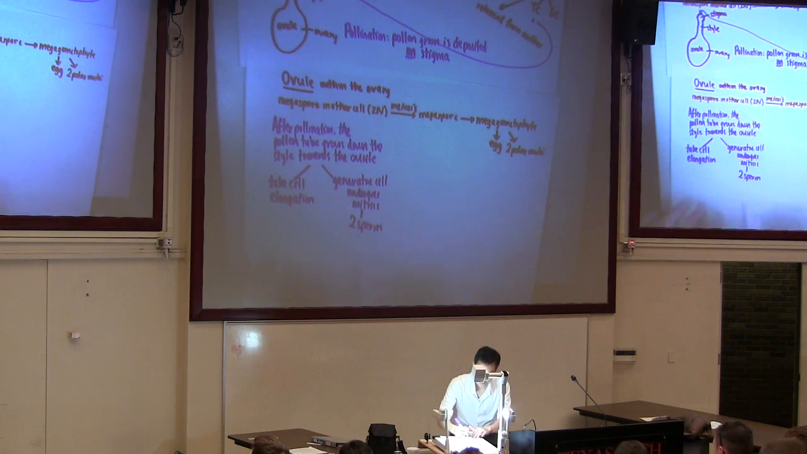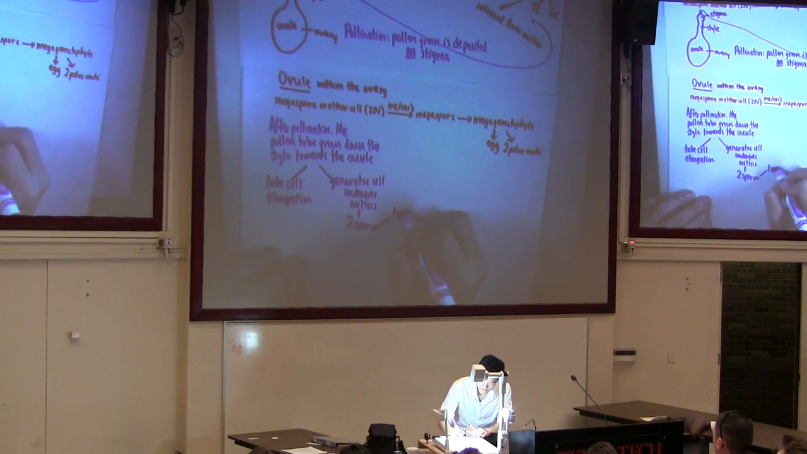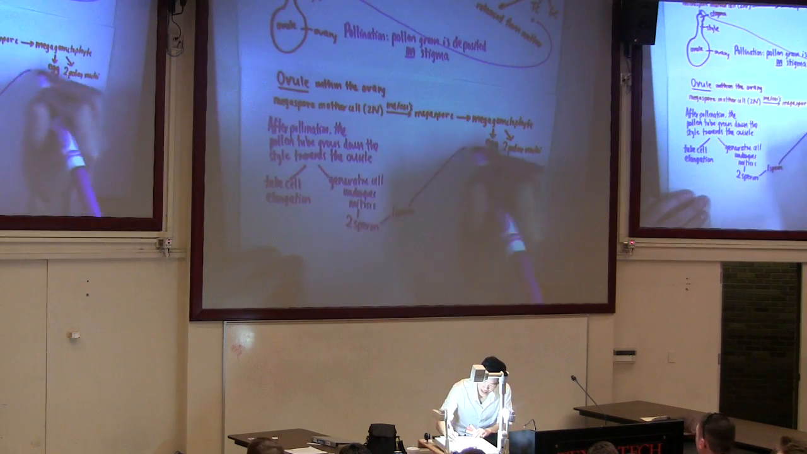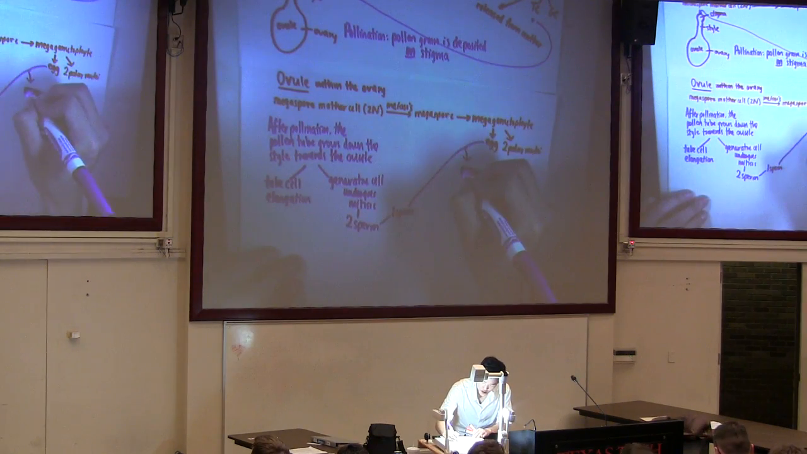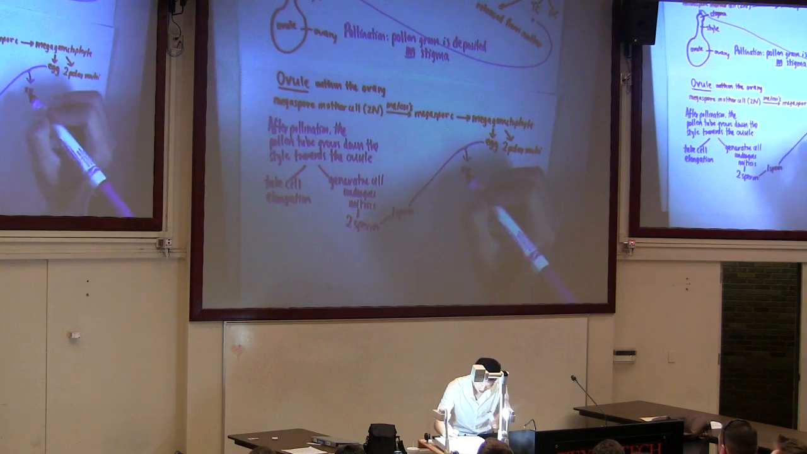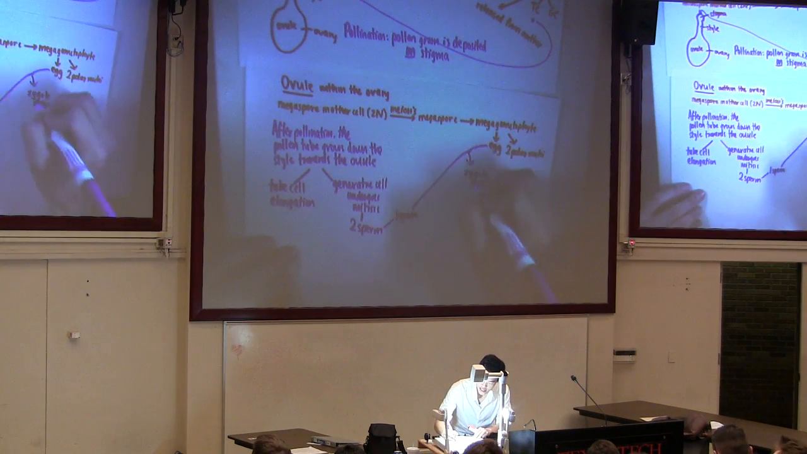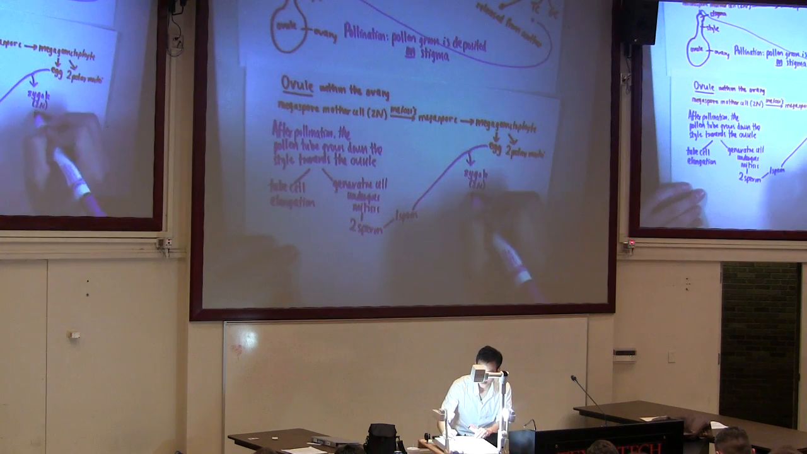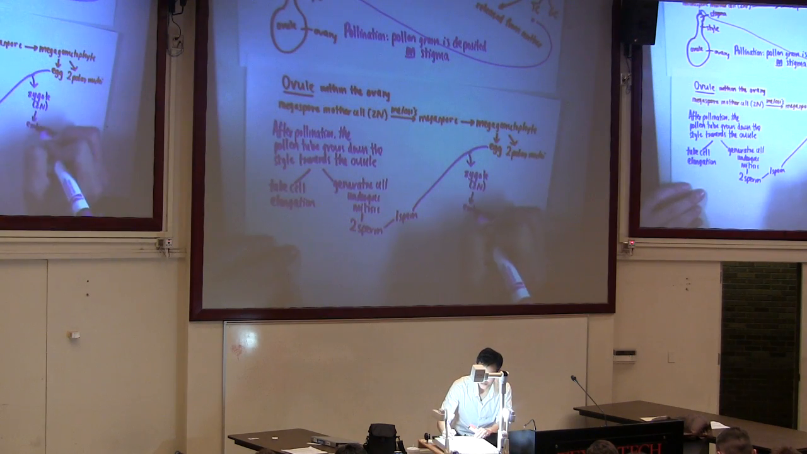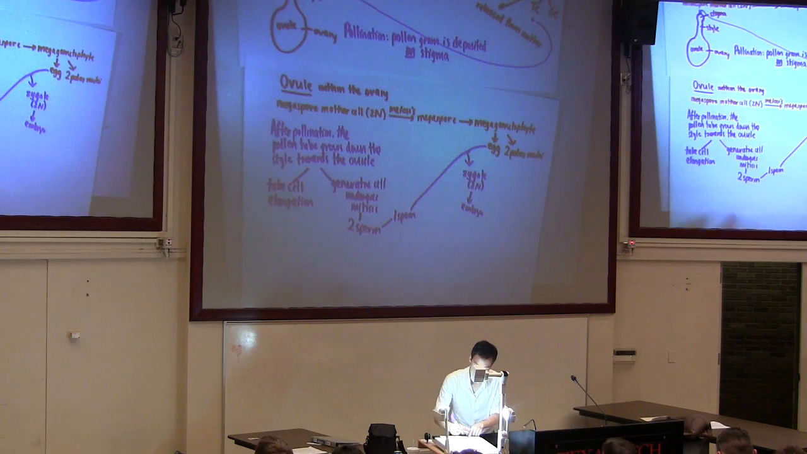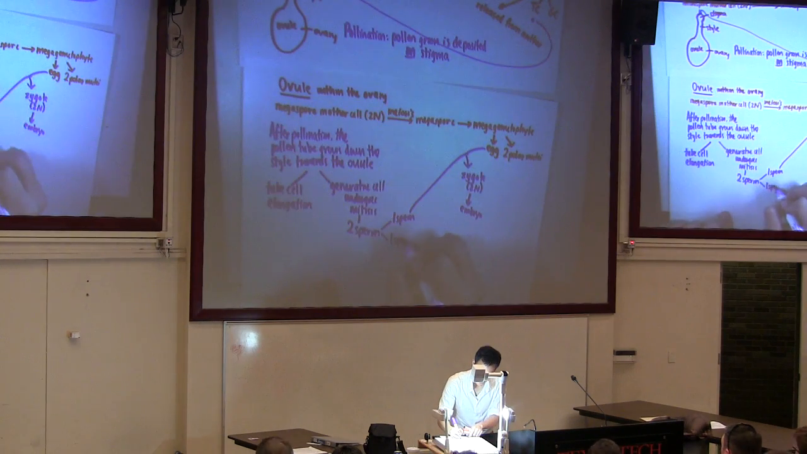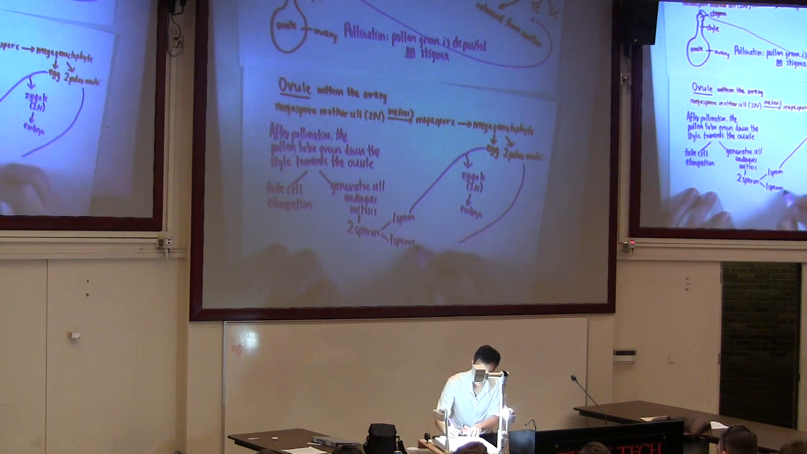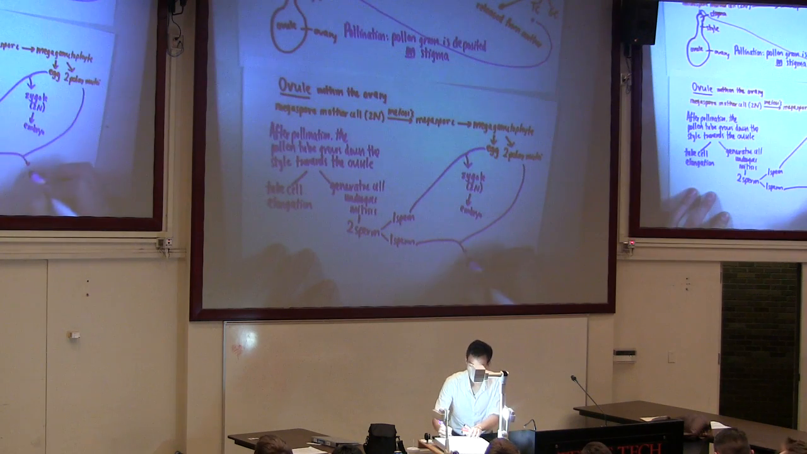This time something unique happens. Both sperm live, right? So you have one sperm that will fertilize the egg to produce the zygote, which is diploid, right? That develops into the embryo. Okay? The second sperm combines with the two polar nuclei to produce what? An endosperm, which is triploid, right? 3N.